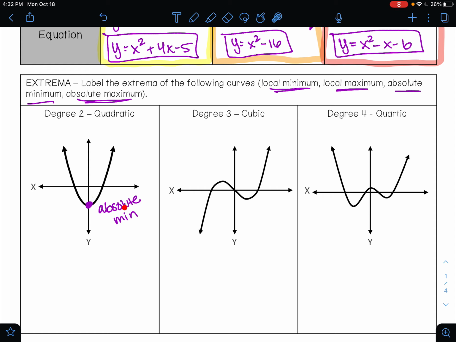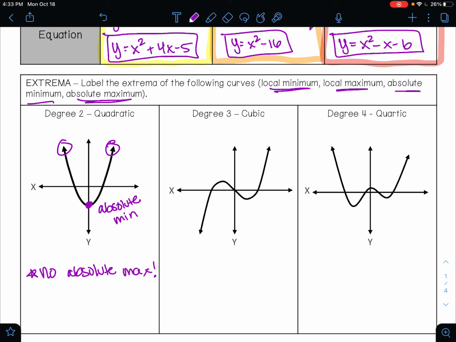on this graph. I don't have any local mins or maxes because I don't have any other vertices here. And here I have no absolute maximum, and that's because my graph is going up forever. So I'm never going to get to the maximum because it's just going to keep going up and up and up and up forever. We'll never get to the end of the graph. So here we have no absolute maximum.